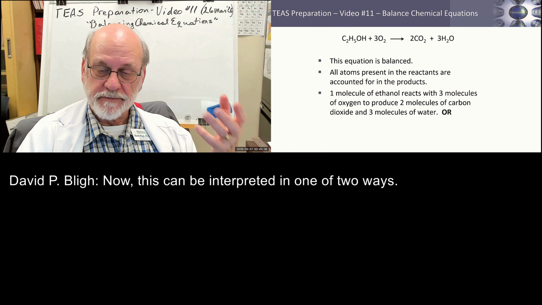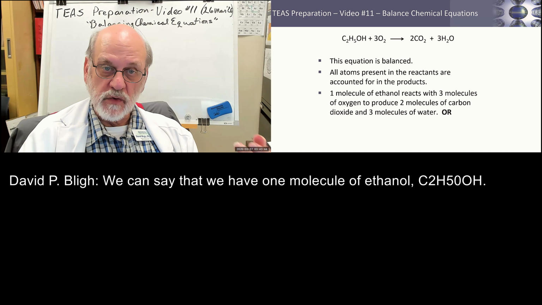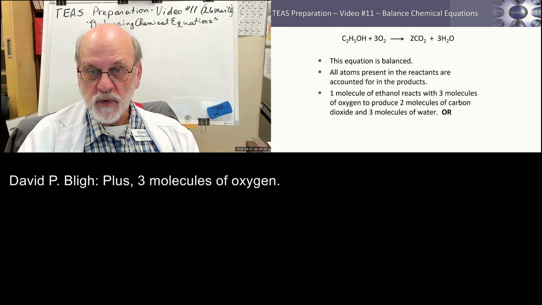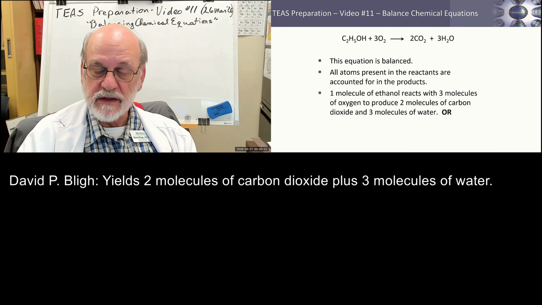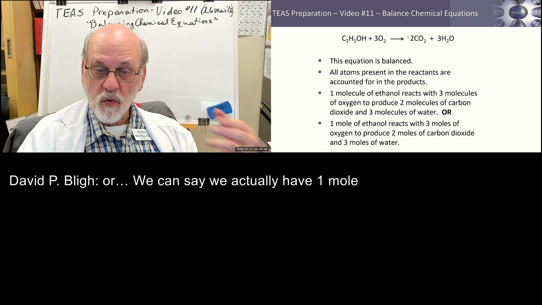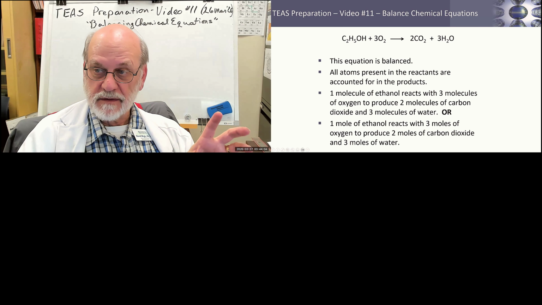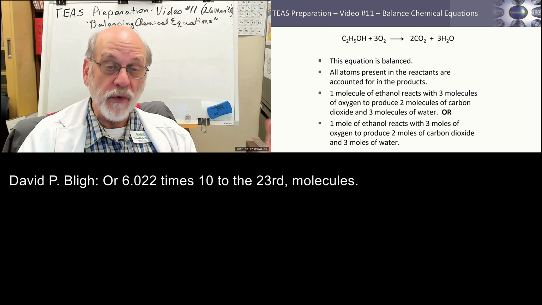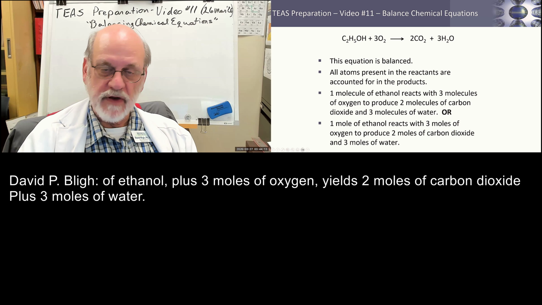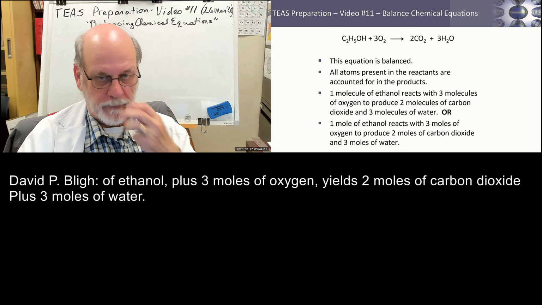Now, this can be interpreted in one of 2 ways. We can say that we have 1 molecule of ethanol, C2H5OH, plus 3 molecules of oxygen yields 2 molecules of carbon dioxide plus 3 molecules of water. Or we can say we actually have 1 mole, or 6.022 times 10 to the 23rd molecules of ethanol plus 3 moles of oxygen yields 2 moles of carbon dioxide plus 3 moles of water.